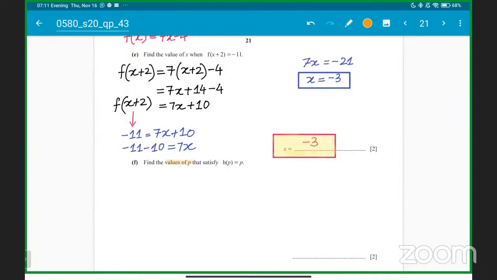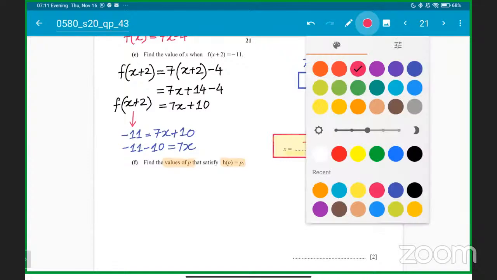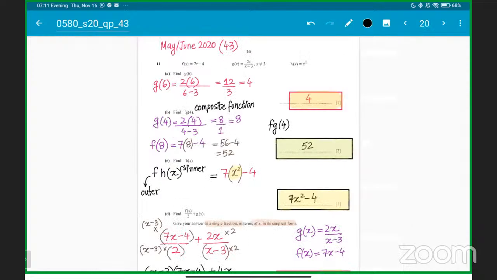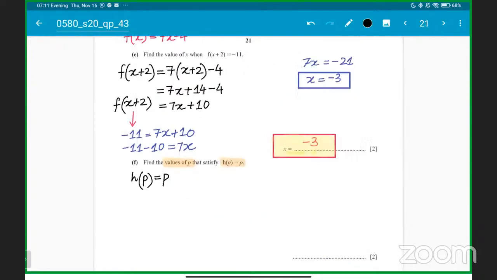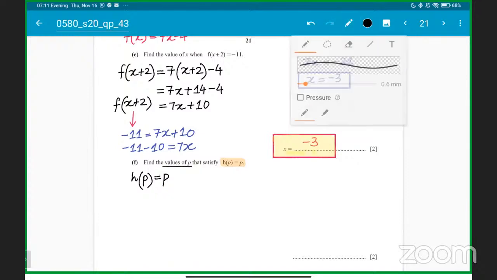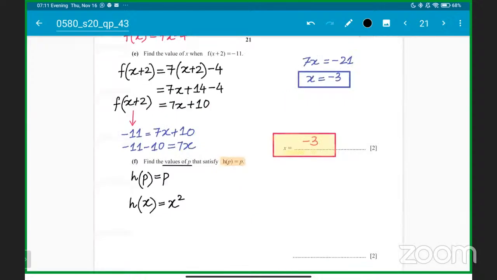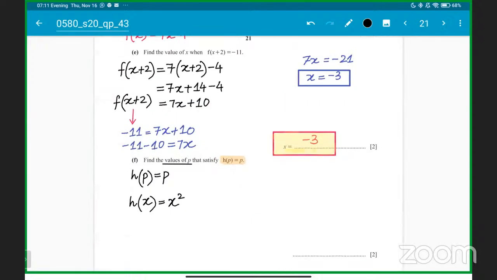So what we have is we have to find the values of p such that h(p) is equals to p. So here we go, h(p) equals p, so eventually it will be the function in itself. Understand the importance that values means you will get more than one answer for p. So first we write down the original function, h(x) is equals to x squared. This is the original function I've copied from here.